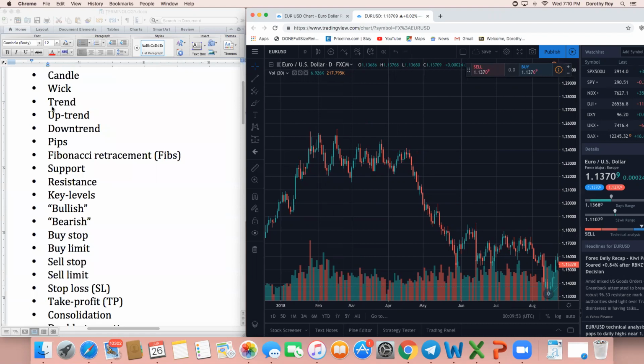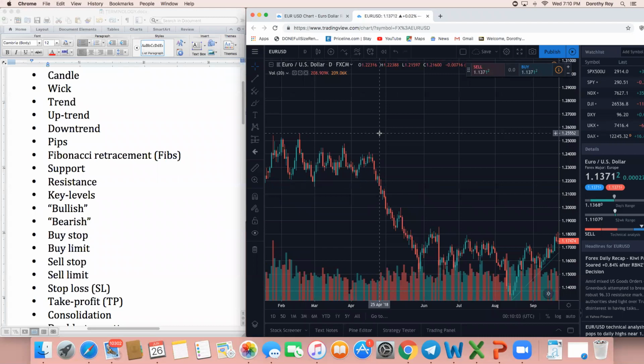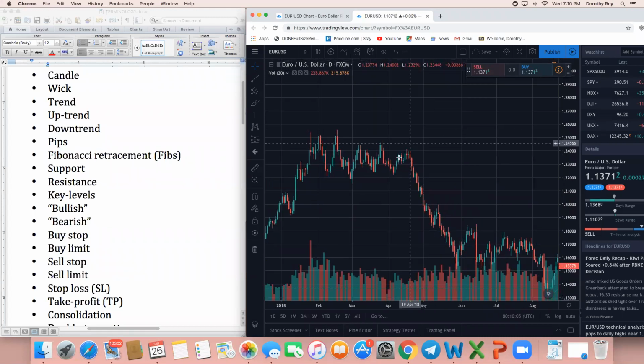The next one is pips. A lot of people tend to get confused about pips. Pips, in a sense, is kind of like us talking about money. We're talking about how much money we're making.